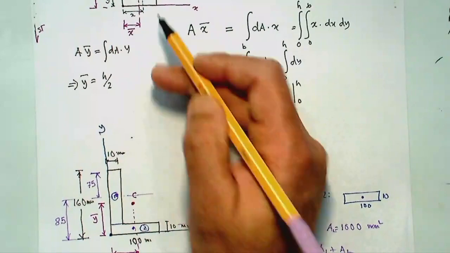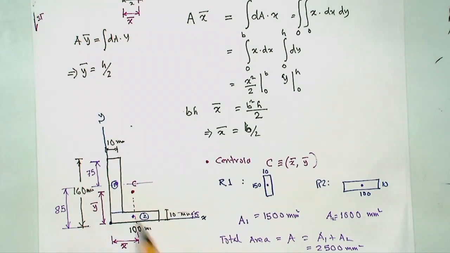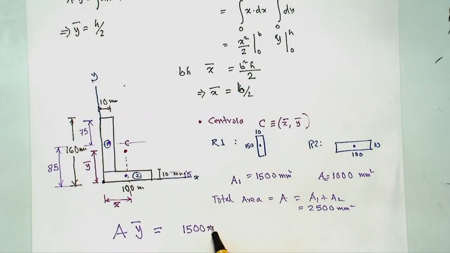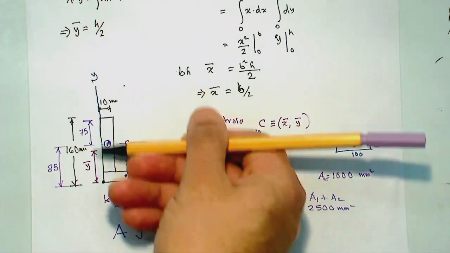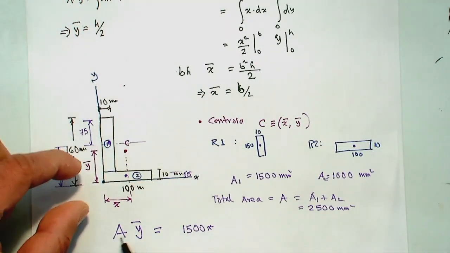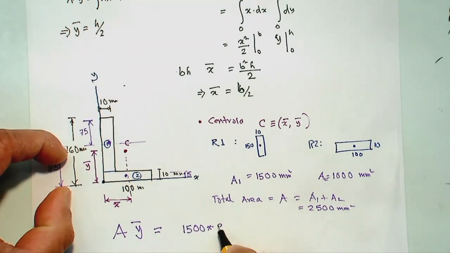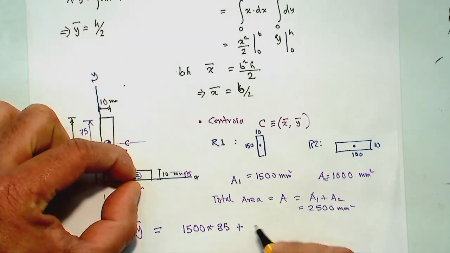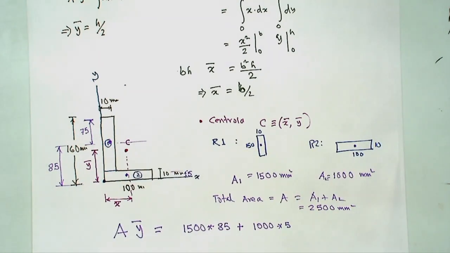So instead of integration sign, because there it was very small distances all over the area, here we have got only 2 things because we know how to calculate these 2 things. So the first area is 1500 times its distance from my origin. Now one thing you have to do is calculate the distance from the same axis. So A times y bar, which is this distance, would be the first area 1500 times 85. That's the vertical bit. Plus the second area is 1000 times it is at a distance 5 millimeter from this x-axis. So you know A, so this will give you y bar.